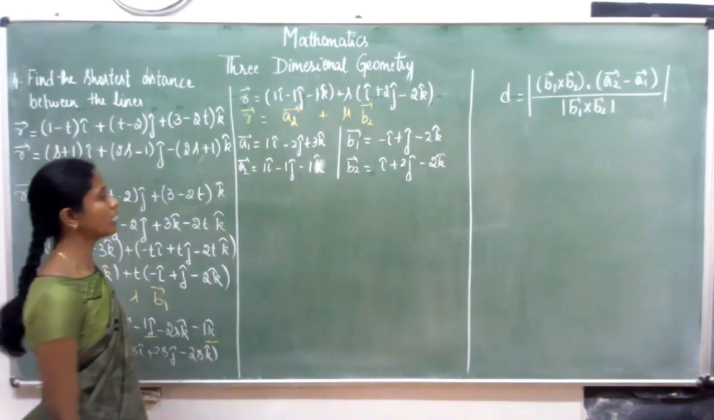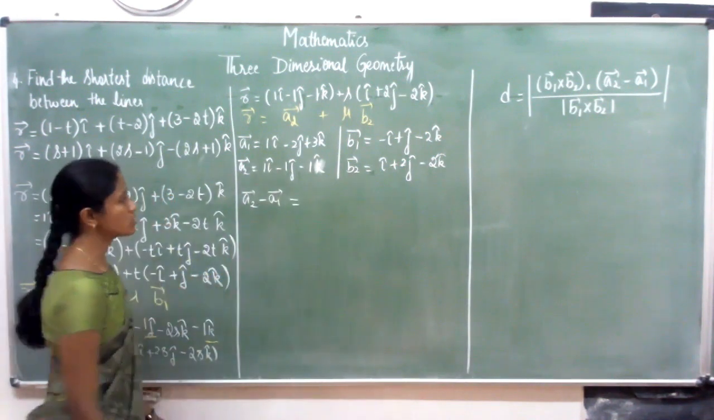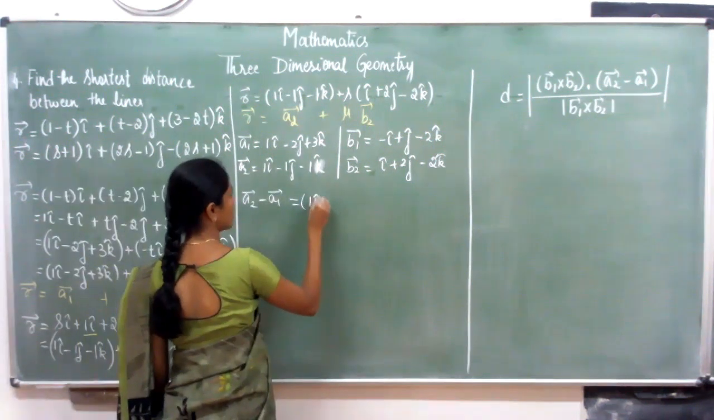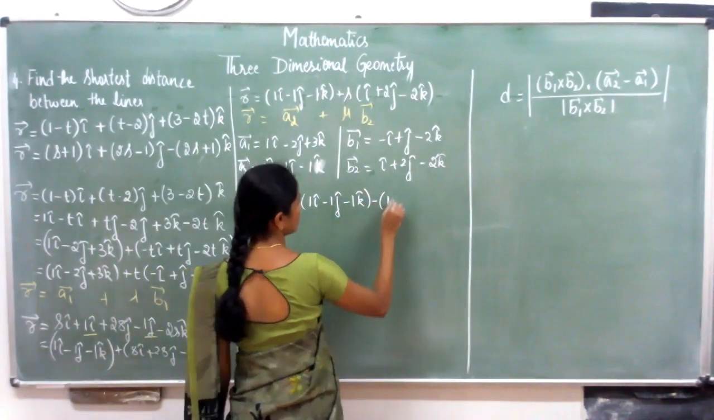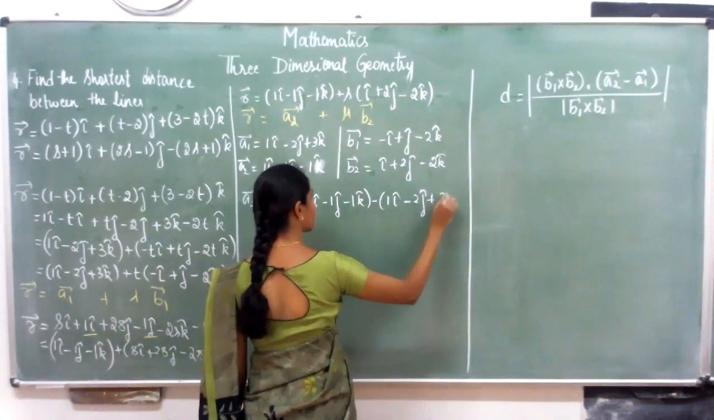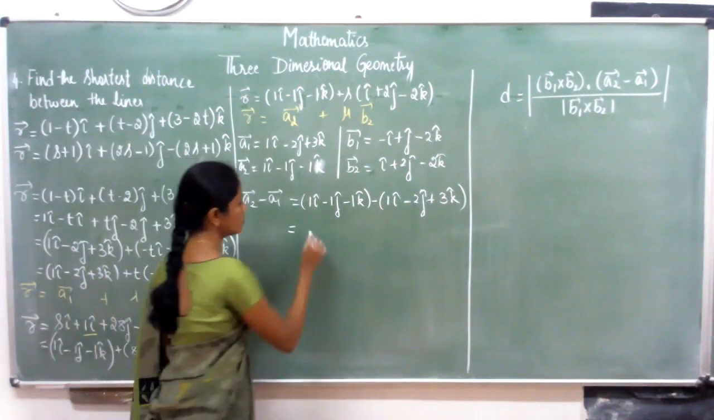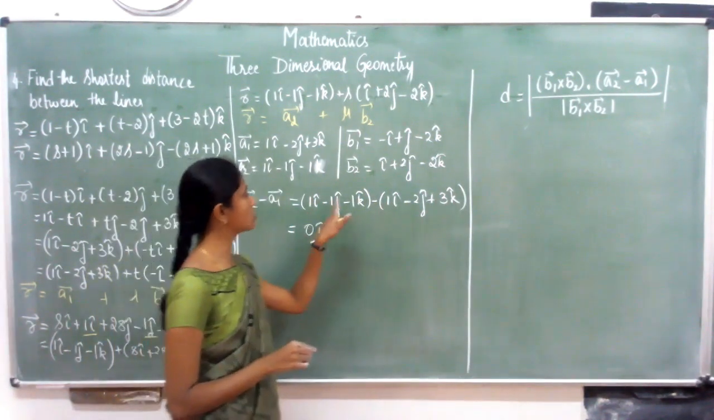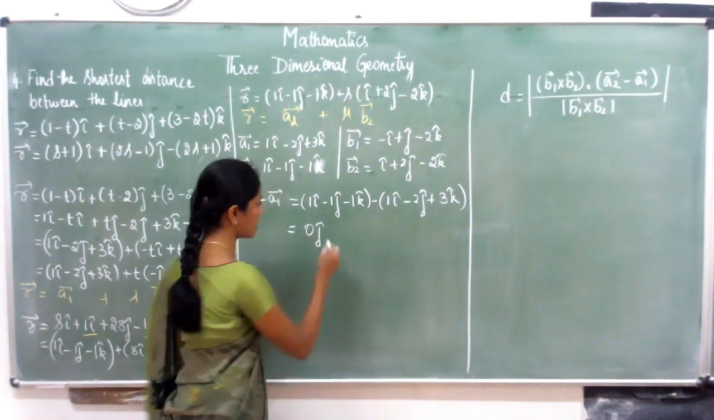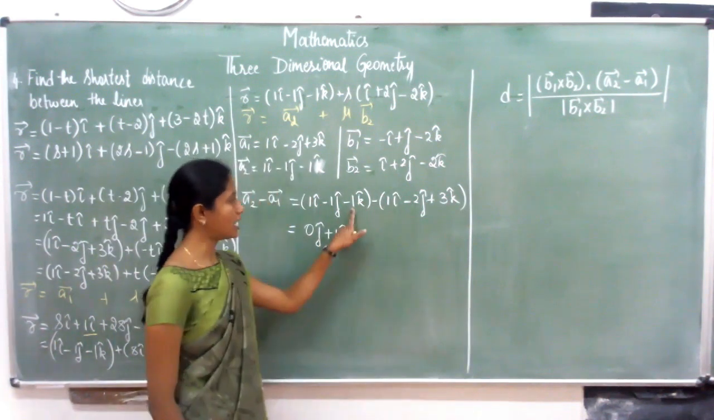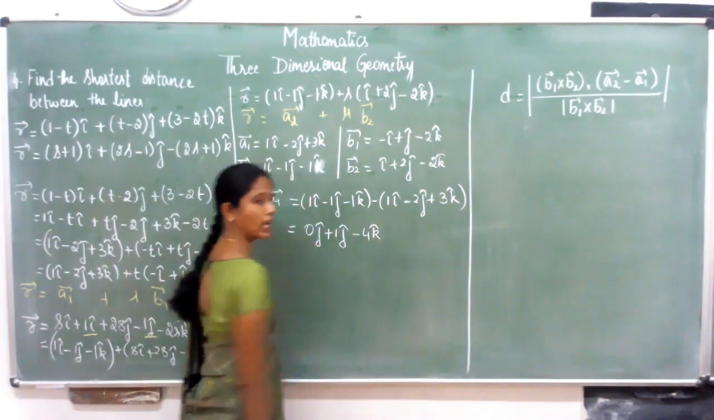Okay, what is the next step to be done? We need to find vector A2 minus vector A1. Vector A2 is 1 i cap minus 1 j cap minus 1 k cap minus vector A1, which is 1 i cap minus 2 j cap plus 3 k cap. So 1 minus 1 is 0 i cap. Next, minus 1 j cap, minus into minus plus, so minus 1 j cap plus 2 j cap is plus 1 j cap. Then minus 1 k cap minus 3 k cap gives you minus 4 k cap.